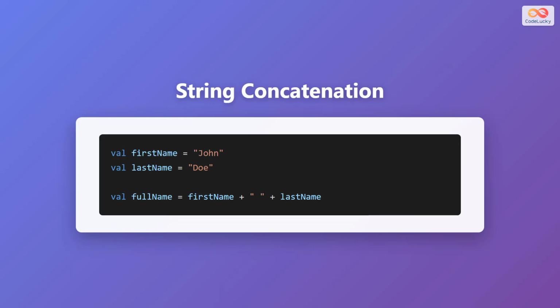String concatenation is the process of joining multiple strings together. In Kotlin, you use the plus operator to combine strings. For instance, if you have firstName as John and lastName as Doe, you can create fullName by adding firstName plus a space plus lastName, which results in John Doe.